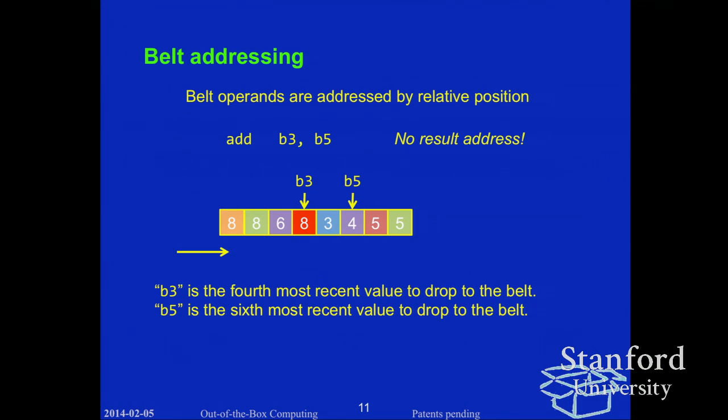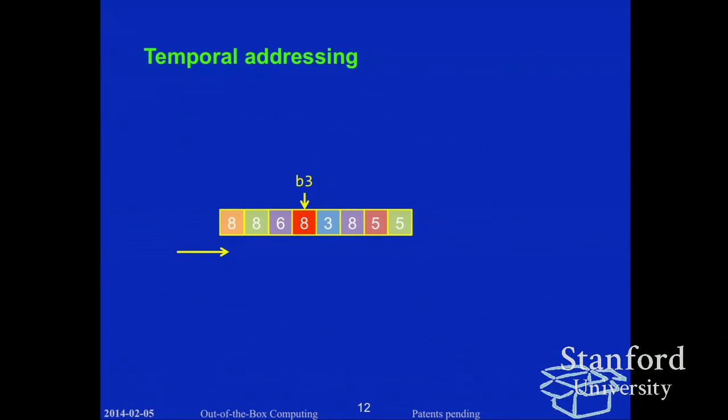If you think about it, you realize that B3 is the 4th most recent value to have dropped to the belt, and B5 is the 6th most recent value to have dropped to the belt. So this is temporal addressing. It is not spatial addressing. You're not saying put something in R6 and it stays in R6. This says pick up the value indicated by the temporal order in which it got originally placed upon the belt.